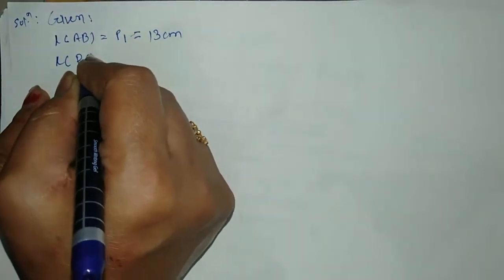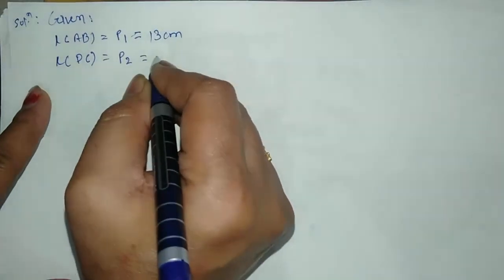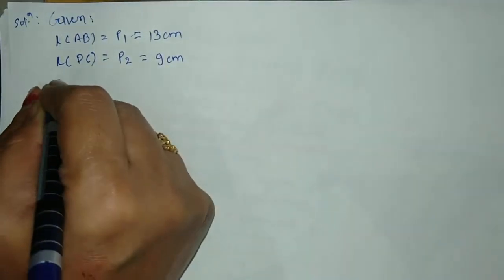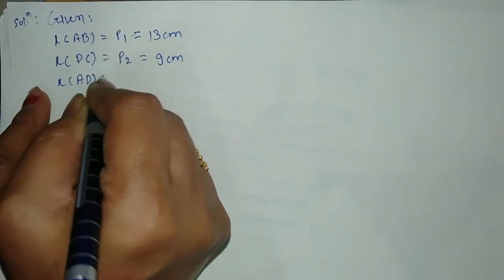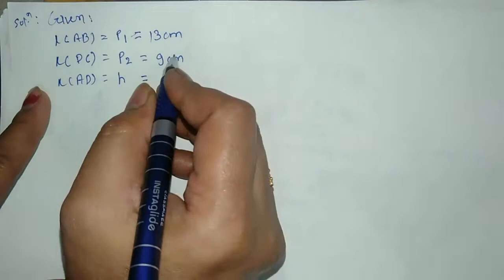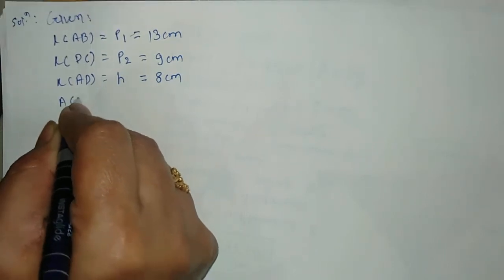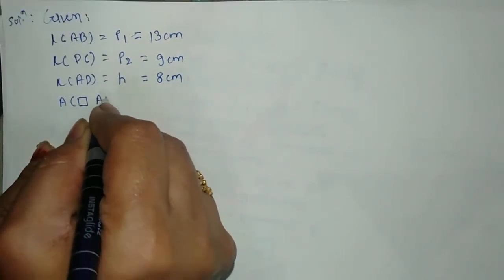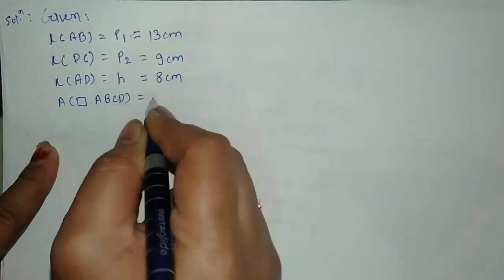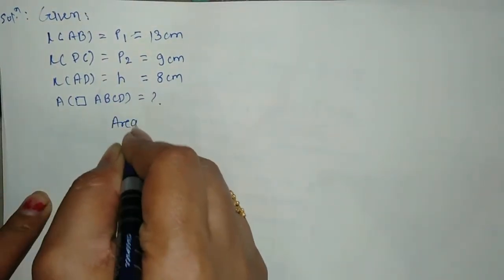Length of DC is equal to P2, the second parallel side, is equal to 9 centimeter. Length of AD, meaning height H, is equal to 8 centimeter. Find the area of trapezium ABCD equal to question mark. So firstly write down the formula.